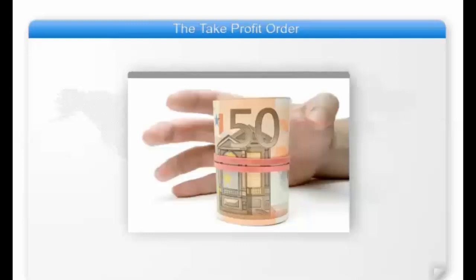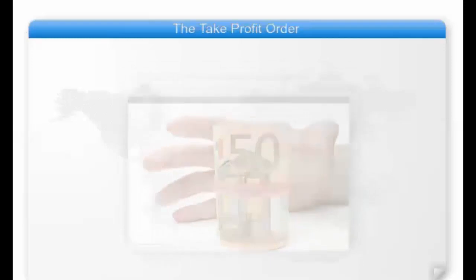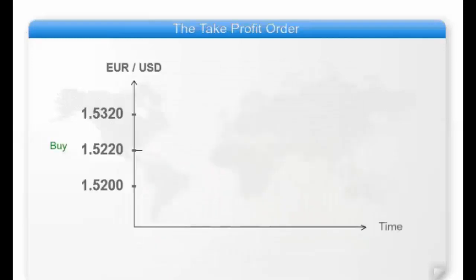which is higher than the purchase rate, or rather, determine a monetary amount at which he or she would like to exit the transaction. For example, we've bought euros at a particular exchange rate, and we placed a take profit order at 100 pips above the exchange rate of purchase. We know that in this specific transaction, we can only profit a maximum of 100 pips.